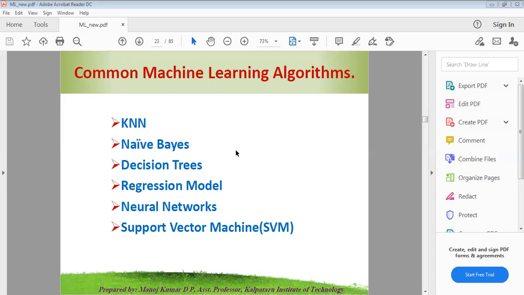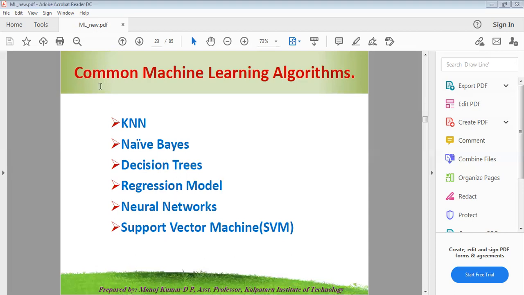Now we come to the simple machine learning algorithms. First you have KNN, next Naive Bayes, next decision tree, next regression, next neural network, and finally support vector machine. Along with some program examples, you have to understand all these concepts. Understanding the concept and when you can apply the algorithm means a lot. Rather than going for the programming code, first understand when a particular algorithm is in use.